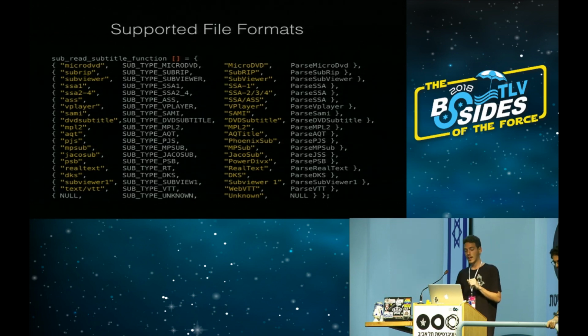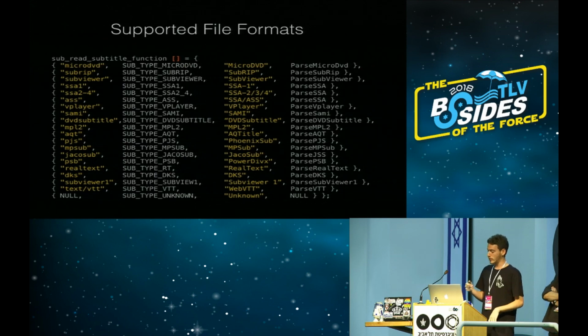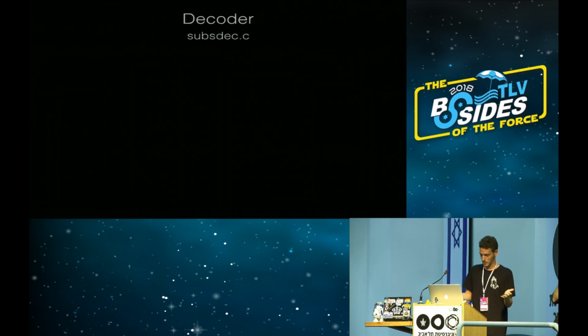its decoder. Now, other than SSA and ASS that are decoded by a dedicated library called libASS, all other formats are decoded by VLC's own decoder, subsdec. Inevitably, things are about to go wrong.